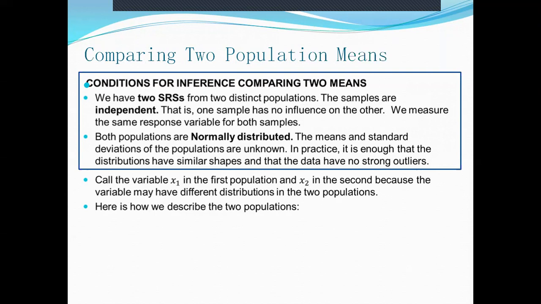Both populations are normally distributed. The mean and standard deviation of the populations are unknown. In practice, it is enough that the distributions have similar shapes and that the data have no strong outliers. Call the variable x1 in the first population and x2 in the second, because the variable may have different distributions in these two populations. Here is how we describe the two populations.